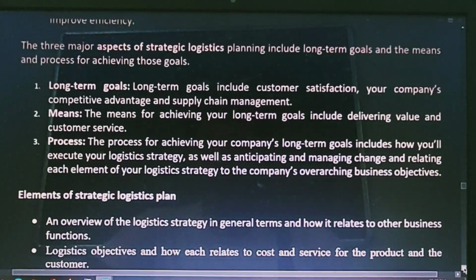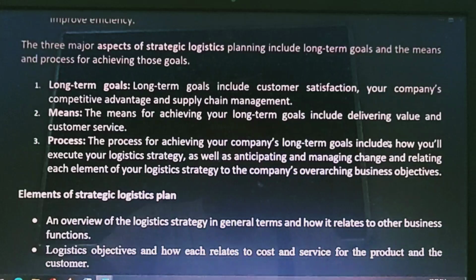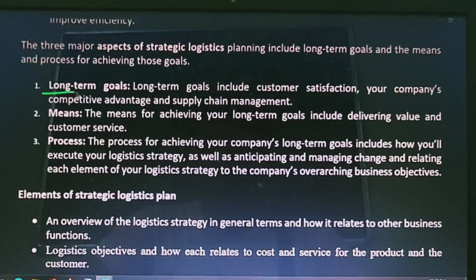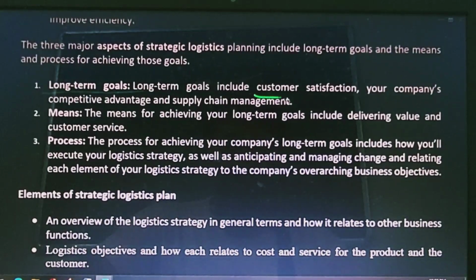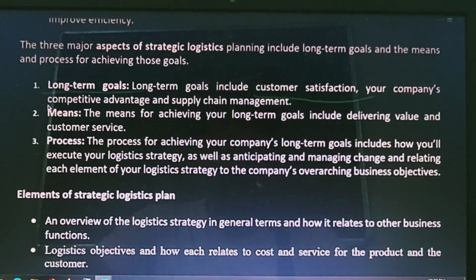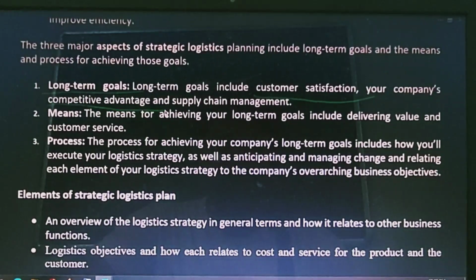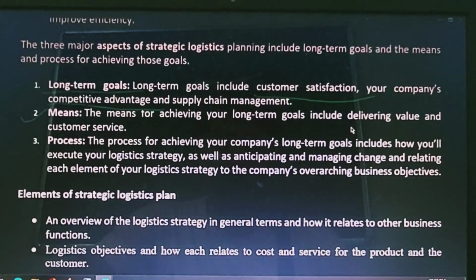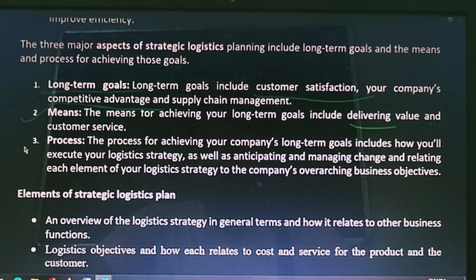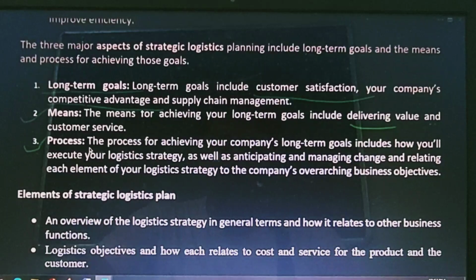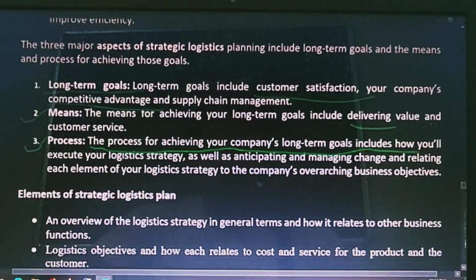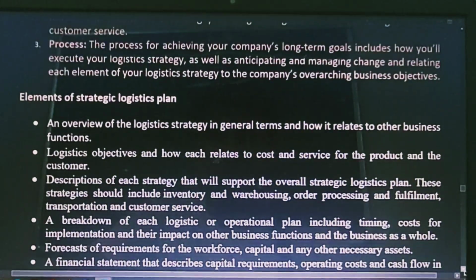So there are three major aspects of strategic logistic planning. These three main goals, that is long term goals. Long term goals include customer satisfaction, your company's competitive advantage over the competitors. Then the second one is means for achieving the long term goals, that is delivering the value. That means good quality of goods and services should be delivered along with the after sales services. And thirdly, process. Now the process, how you will achieve your long term plans. So these are the three main aspects of strategic logistic planning.